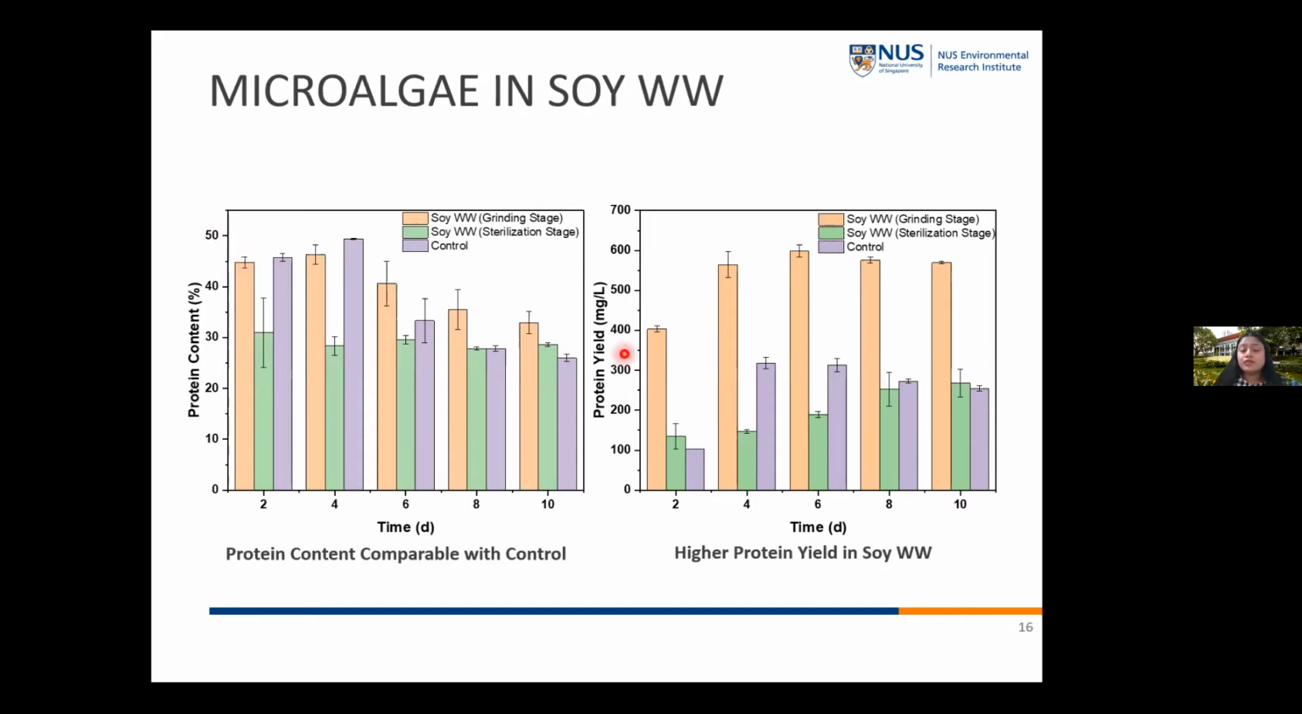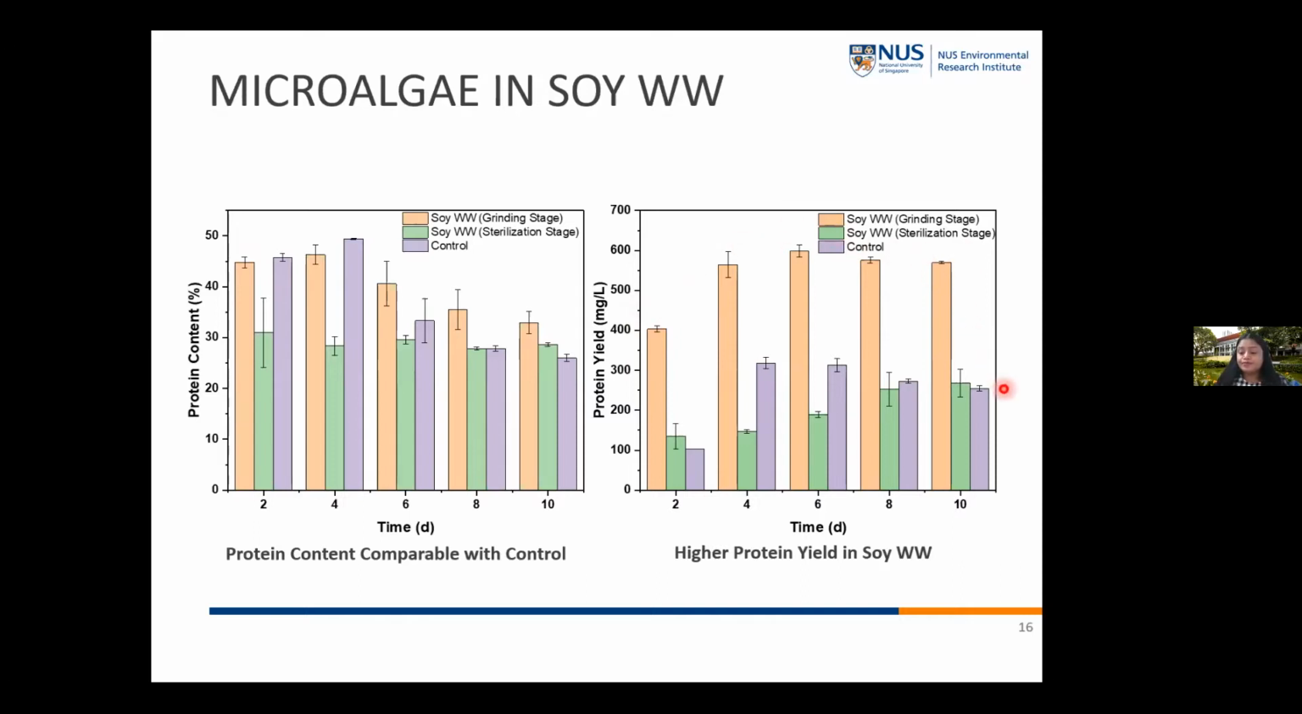The protein yield was actually quite high in the soy wastewater, and this is because the biomass in the soy wastewater was significantly higher than the control. So you can actually see the higher protein yield here.